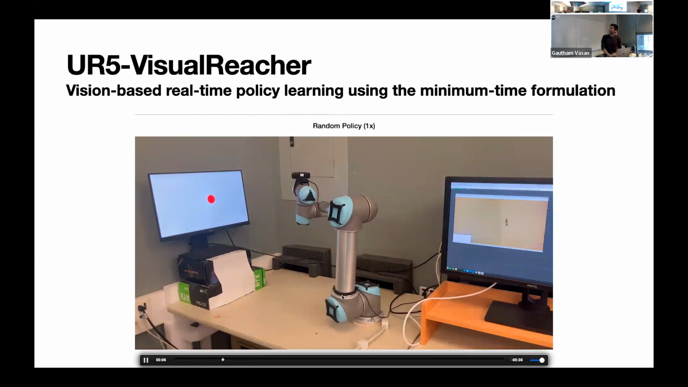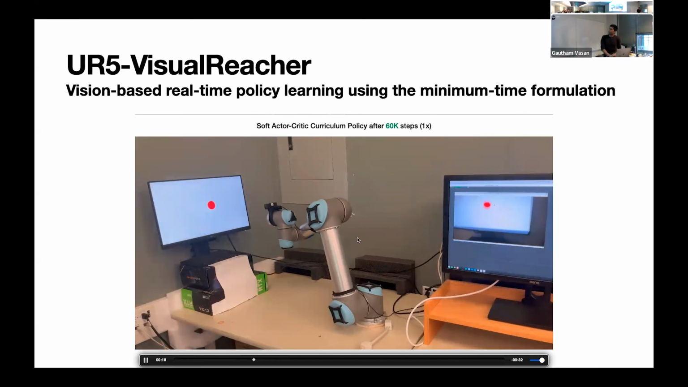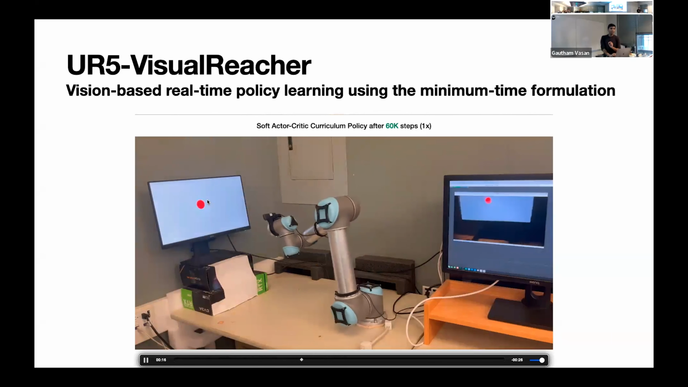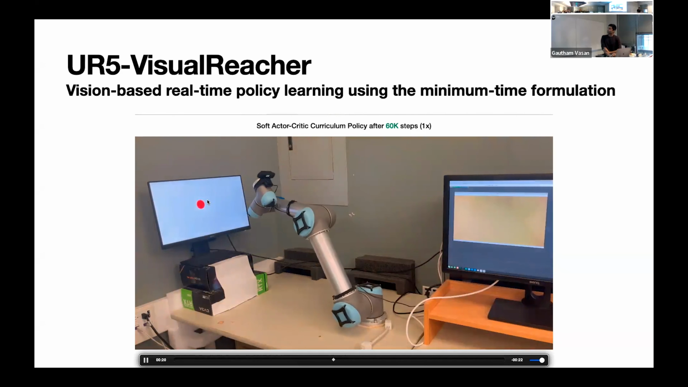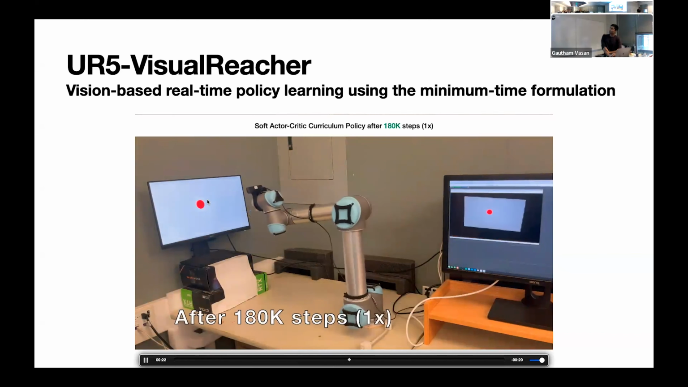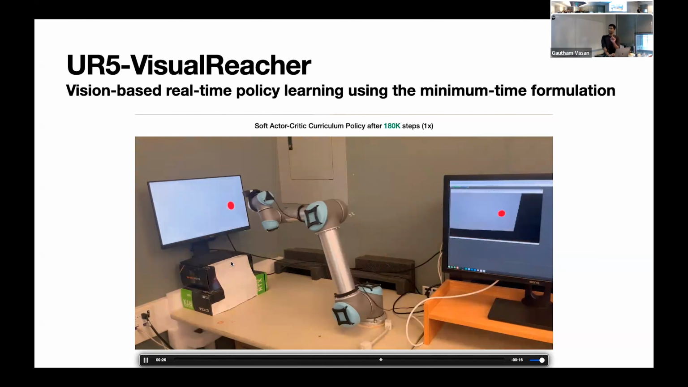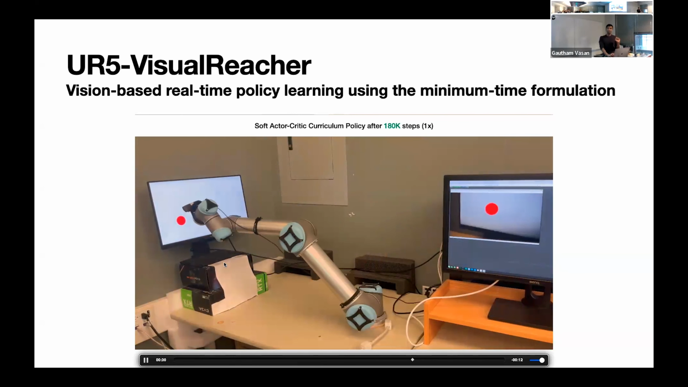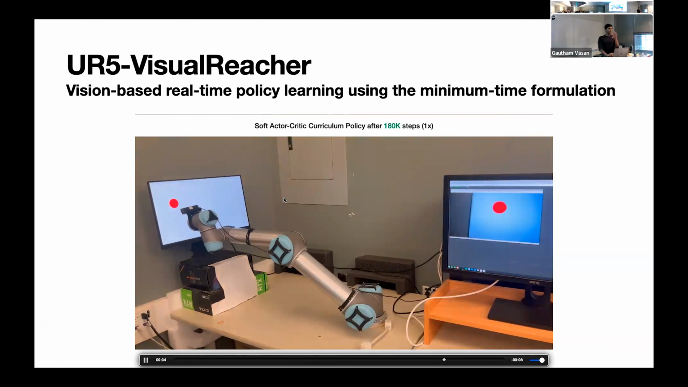So initially, it's not doing anything meaningful. It's just looking around. So this is after about 60,000 steps. So it's trying to get close to the goal, but it's not really perfect yet. It's still learning. So after about 180,000 steps, you have nice reaching behavior. So this is all with a reward of -1 every time step. And the termination condition is based on the amount of red pixels you have on your frame.